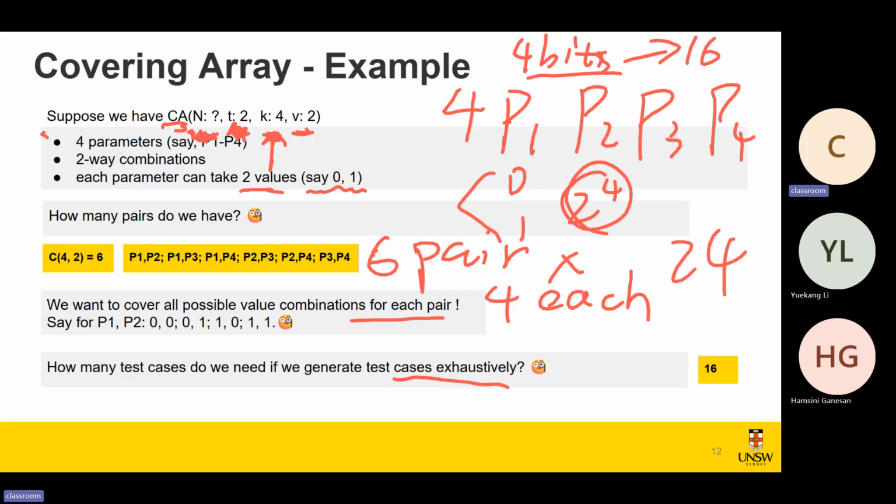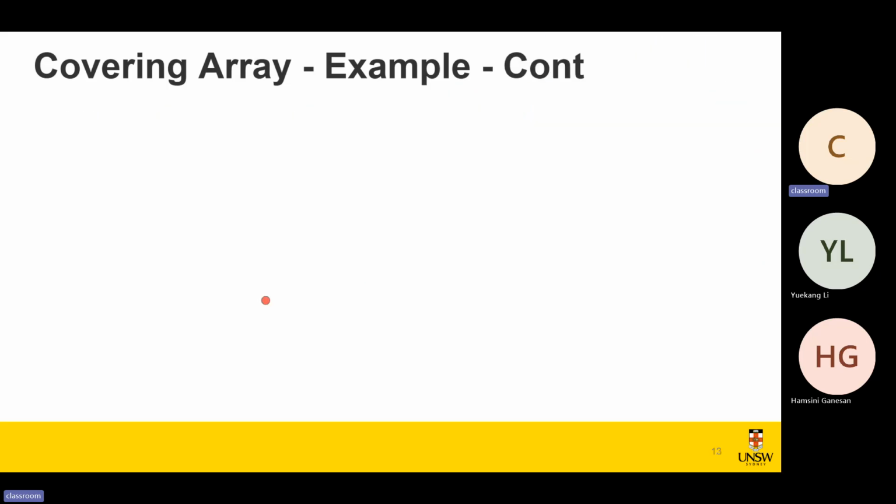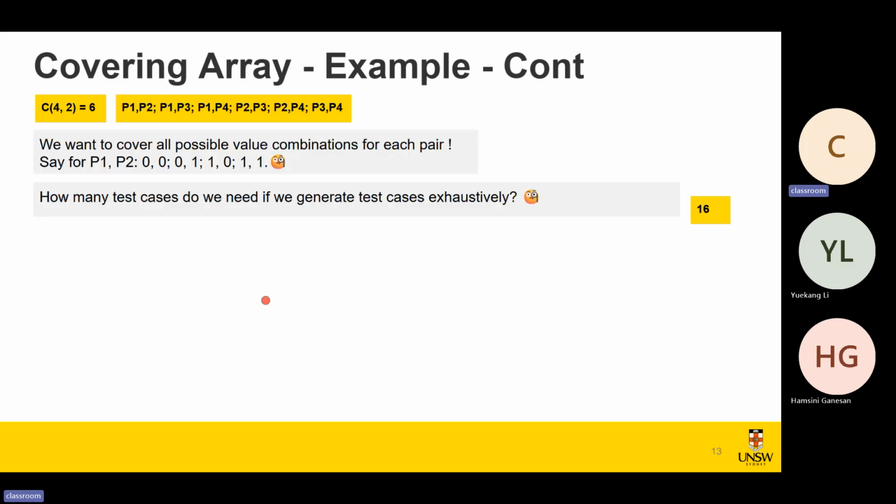So if we want to test everything exhaustively, we only need 16. If we use 24, we will have some duplicate cases here. So we need 16 if we want to test everything exhaustively here. And this is without using a covering array. If we just do this, we need 16 test cases. But if we use a covering array, we only need 6 test cases.